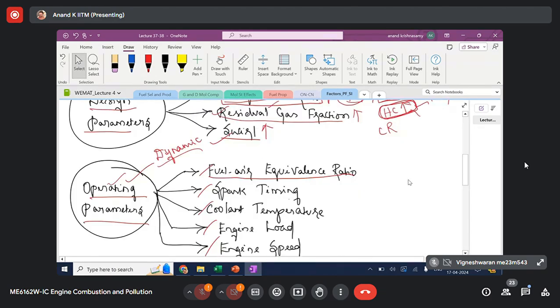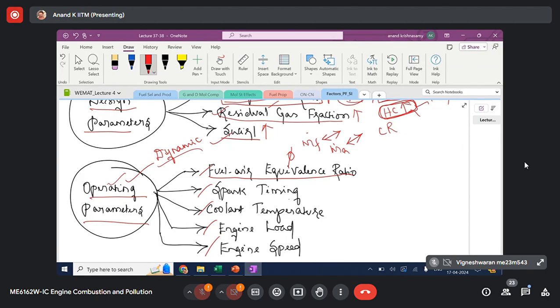So equivalence ratio is one of the important operating variables. Of course, you can change this value of phi by changing the proportion of fuel and air. So if you change m dot F and if you change m dot A, this is a variable, and this variable can be modified when you run the engine. So it's an operating variable, right?